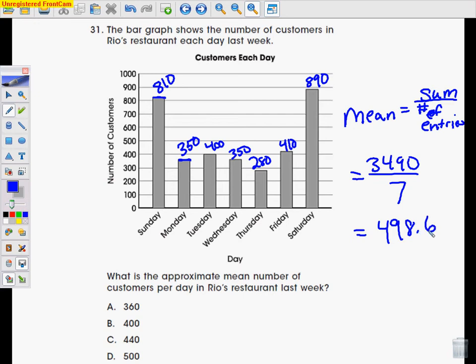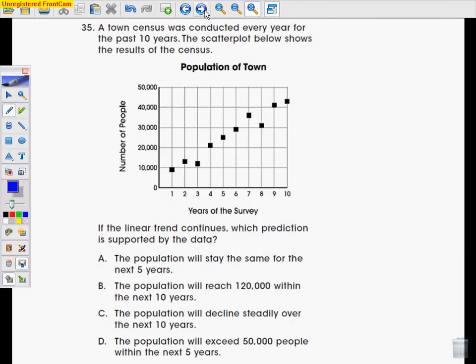So here, what is the approximate mean number of customers per day in Rio's restaurant last week? Well, it's closest to 498.6. So which one is that closer to? D, 500. Okay, so number 31 should be D. All right, number 35. A town census was conducted every year for the past 10 years. The scatter plot below shows the result of the census. If the linear trend continues, which prediction is supported by the data?